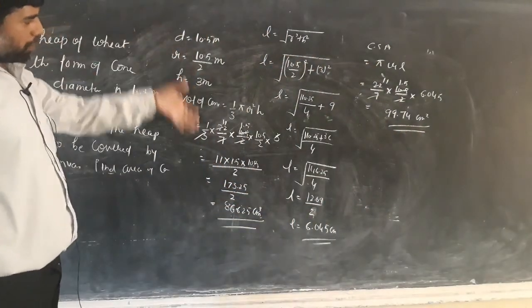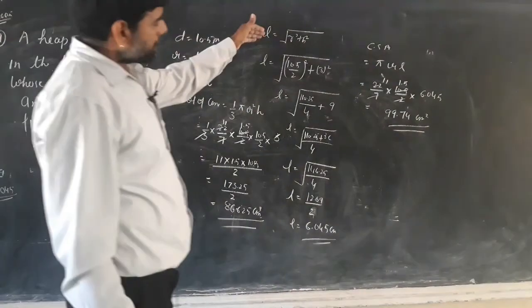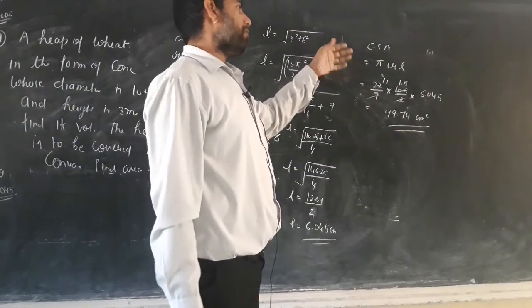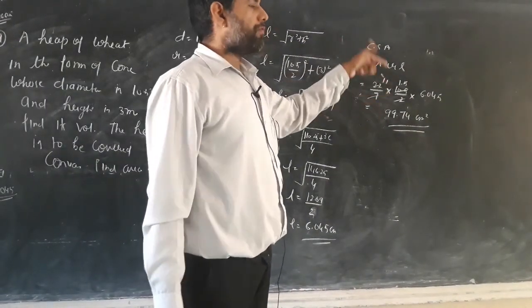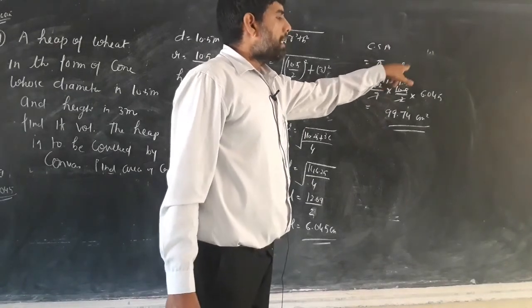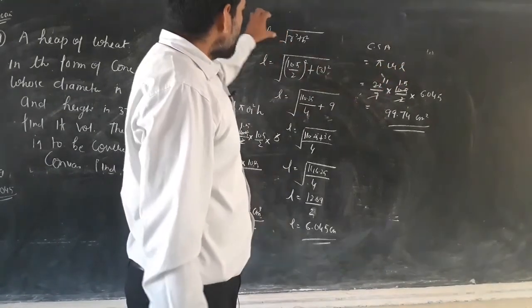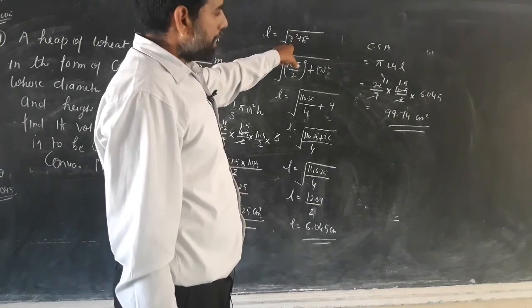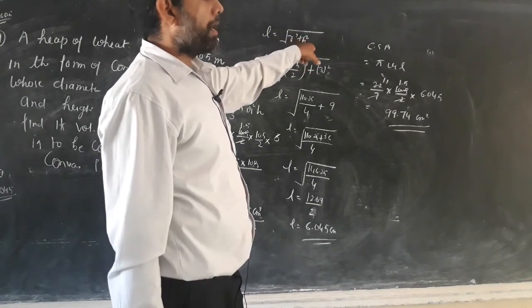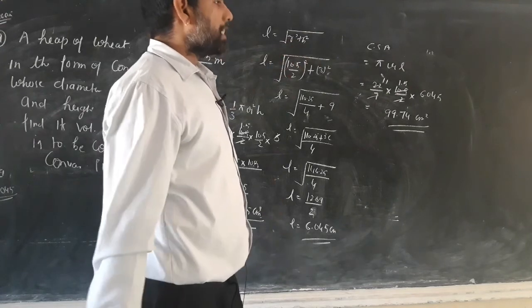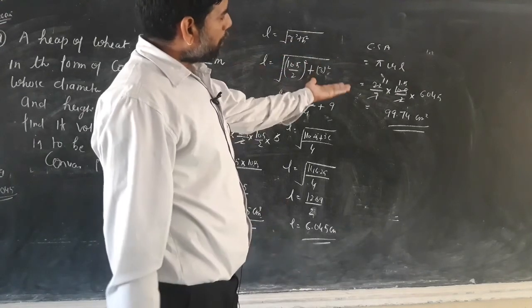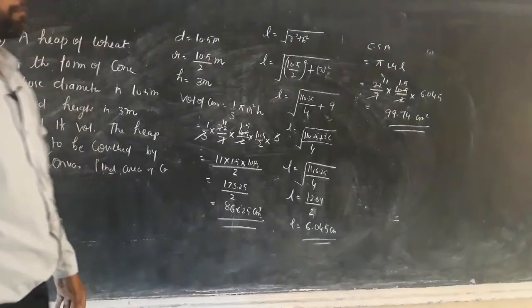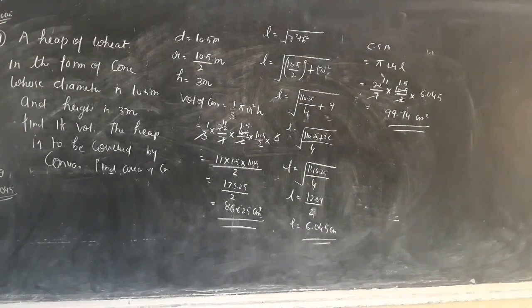First we find the volume of the cone. Second we find the slant height, because the curved surface area has to be found. In the curved surface area the formula is pi r l, which uses the slant height. We find the slant height by using the radius and height. L is equal to under root r square plus h square. Slant height is 6.045. Put into the formula, the answer is 99.74 square meter. Okay, thank you.